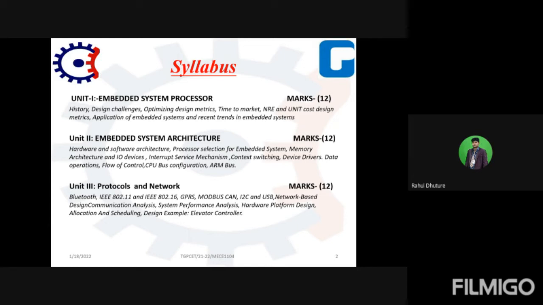here in unit number 3: Bluetooth, 802.11, which is a wireless protocol. Wi-Fi protocols we can study in unit number 3. These are the different contents related with the protocols and the network.